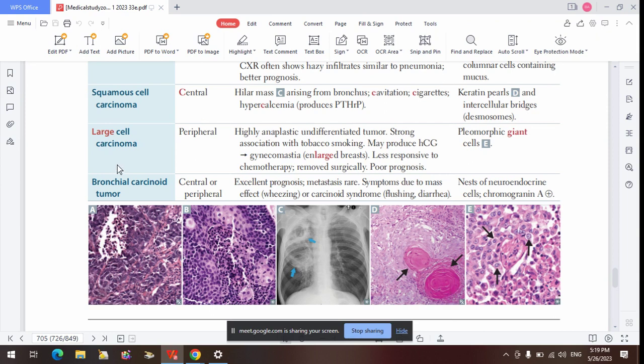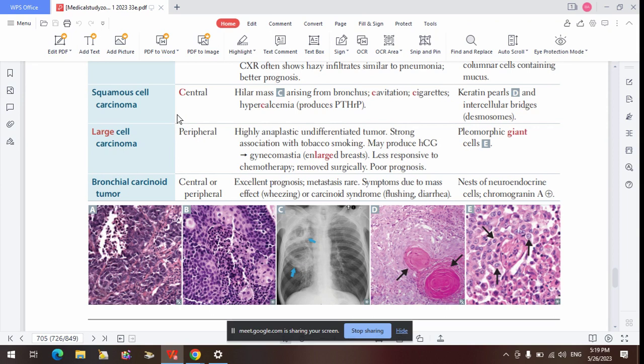So let's go to large cell carcinoma. It's peripheral, just like the adenocarcinoma. It is a highly anaplastic, undifferentiated tumor. That's like a tautology, and anaplastic is not differentiated at all. Another one that is not differentiated is what? Which one is also not differentiated? Small cell.